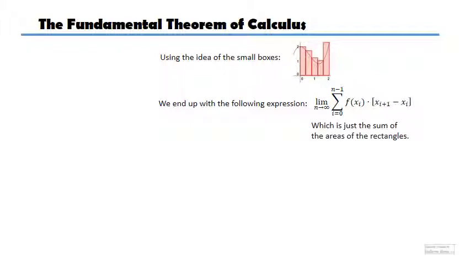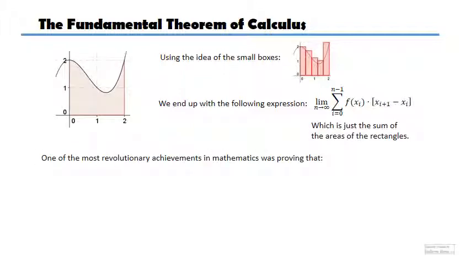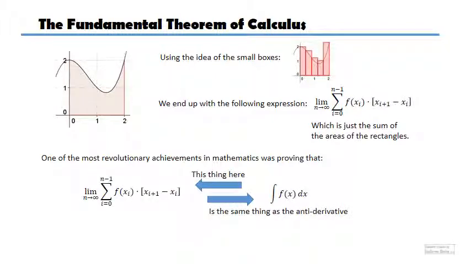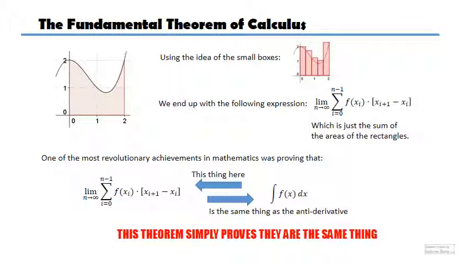And ultimately, proving that this thing here is the same thing as the antiderivative is going to be the big breakthrough in mathematics. I'm going to prove to you now why that works, why the sum of all these little boxes actually sums up to the antiderivative. How come that happens? This is called the fundamental theorem of calculus, and it's a very important part of the history of mathematics. So let's go ahead for the proof.